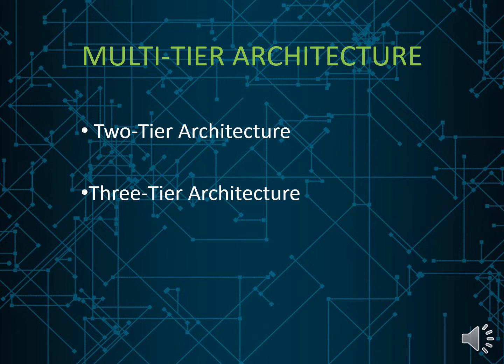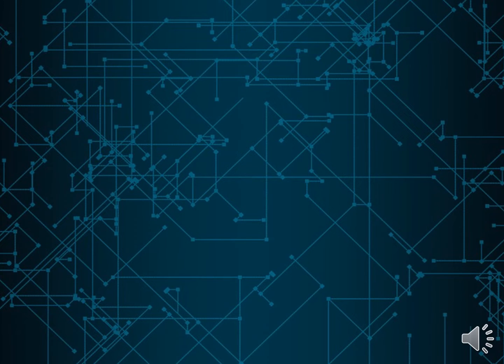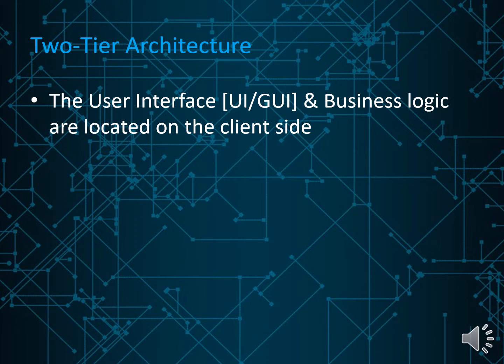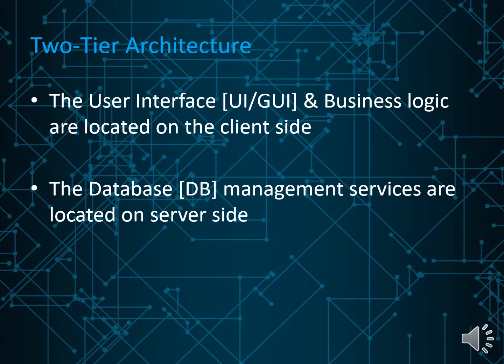Let us first look into the first type, that is two-tier architecture. A two-tier architecture is a software architecture in which a presentation layer or the user interface resides on the client side and the database resides on the server. So separating these two components into different locations represents the two-tier architecture. On the first tier, we have the user interface and business logic located on the client side, and on the other tier, the database management services are located on the server side.